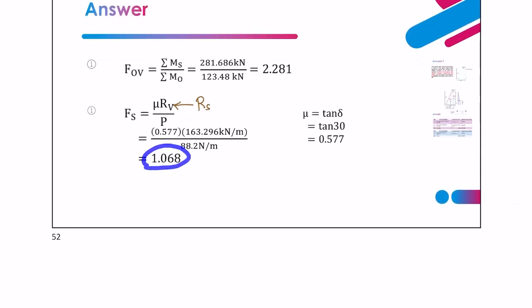Factor of safety against sliding is equal to 1.068, and since there is no factor of safety that you can compare, then leave the answer like this.